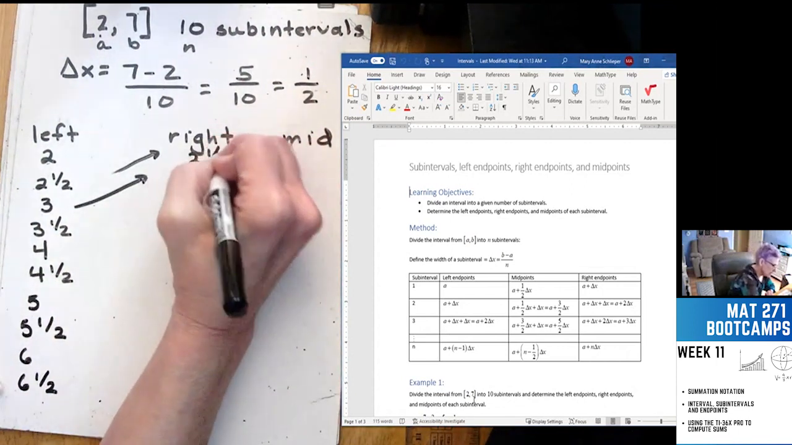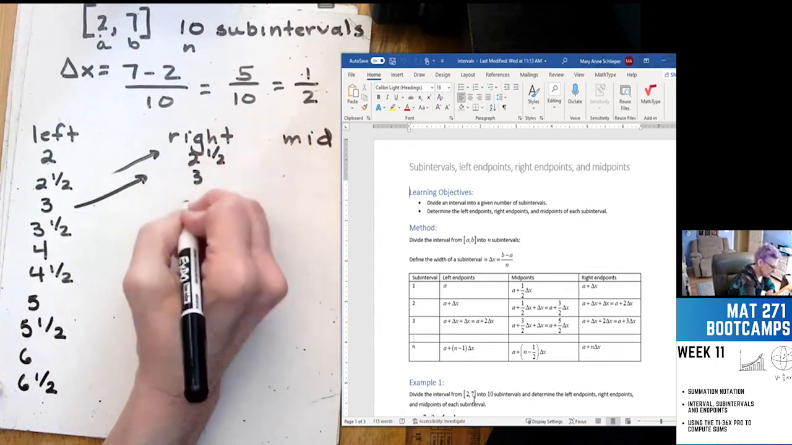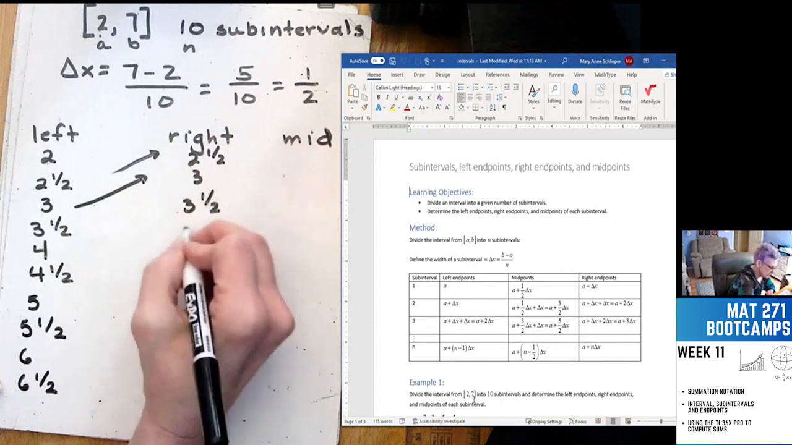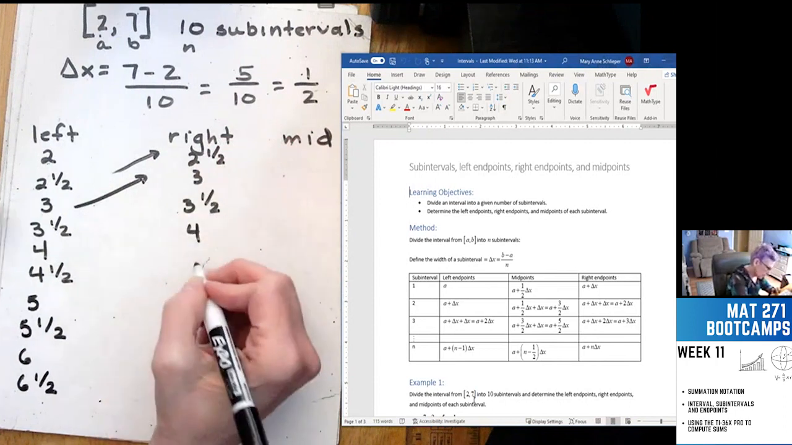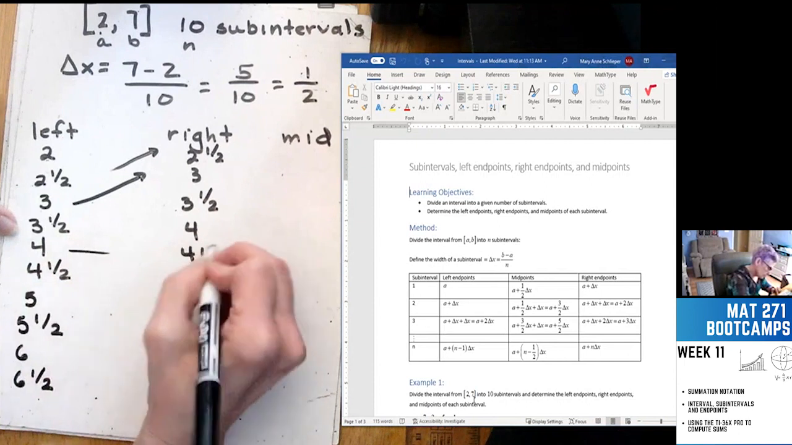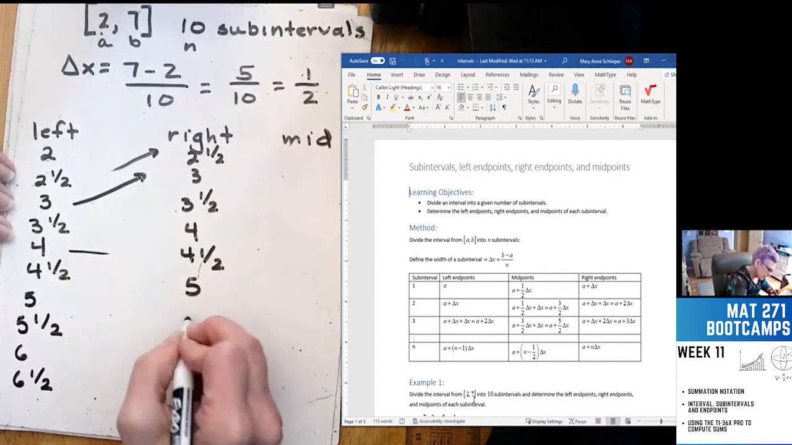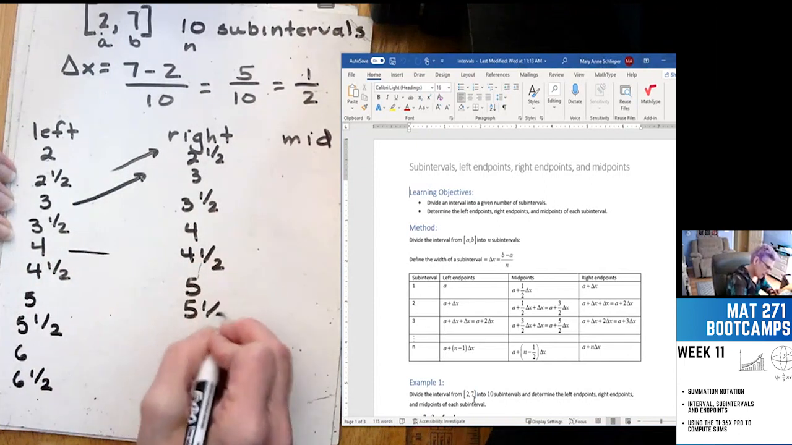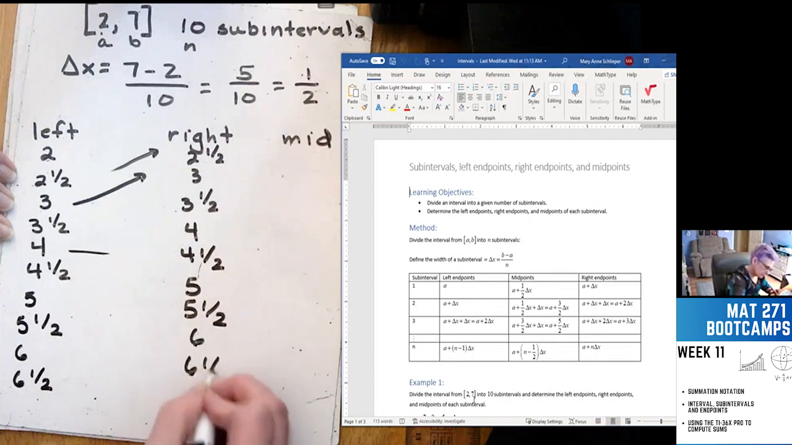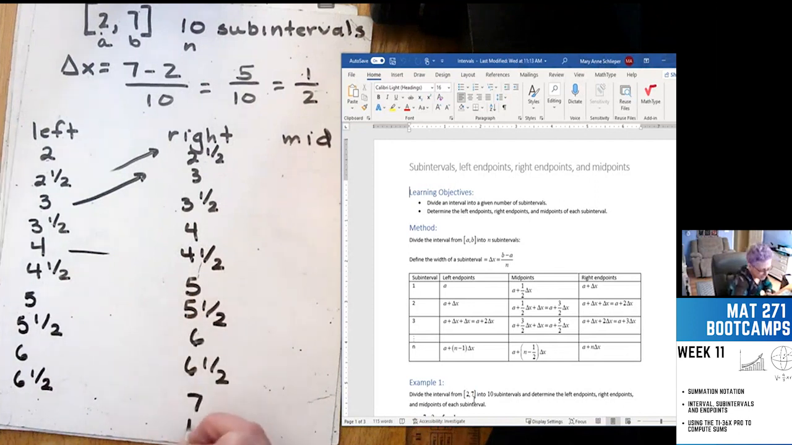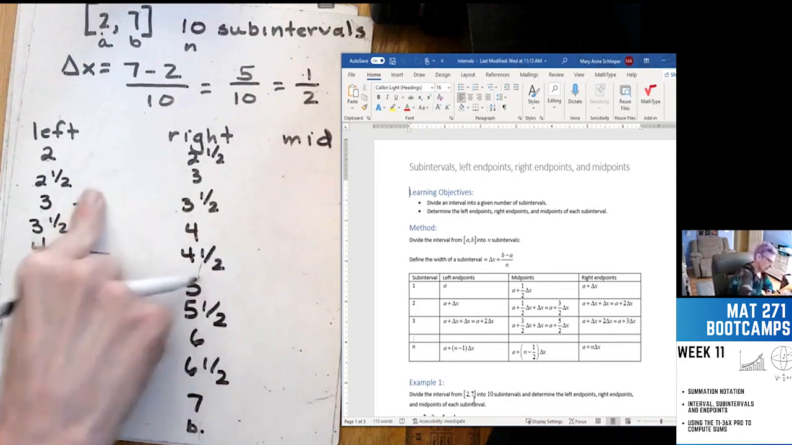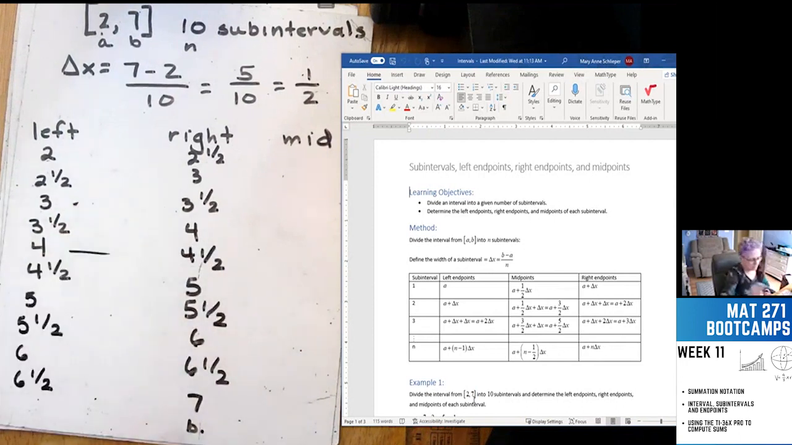So I start at 2.5, 3, 3.5, 4, 4.5, 5, 5.5. And I end up at B, which is 7.